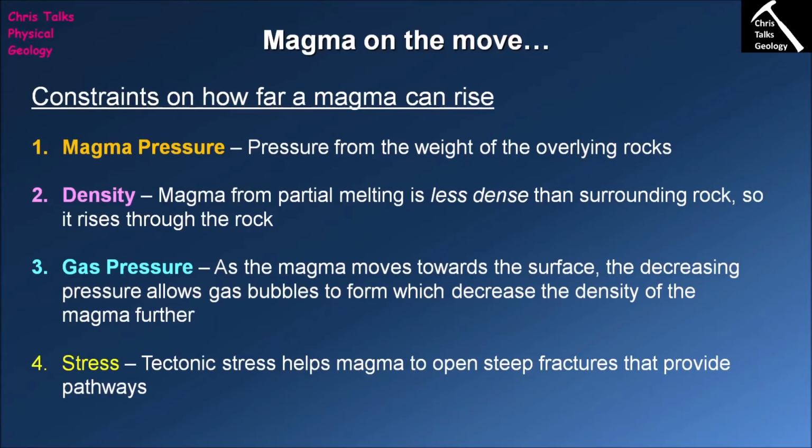So let's think about what actually constrains how far a magma can rise through the crust. So what's actually going to help or hinder the magma movement? So the first thing that's going to help or hinder the magma movement is magma pressure. So magma pressure is simply the result of the weight of the rock which surrounds the magma.